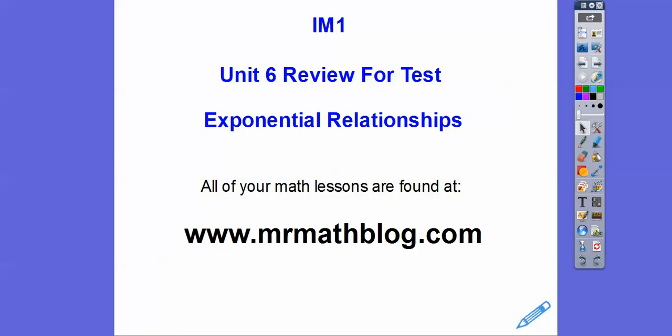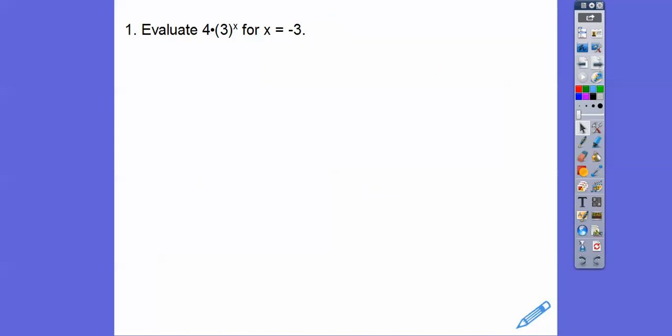Hey everybody, looks like we have an upcoming test on Unit 6 for Integrated Math 1 on exponential relationships. So exponential means that our variable x is in the exponent part. They graph J-curves when we get to that, okay? So here's an exponential function. We're gonna solve for x, okay? So what we need to do is get this 3 to the x all by itself.